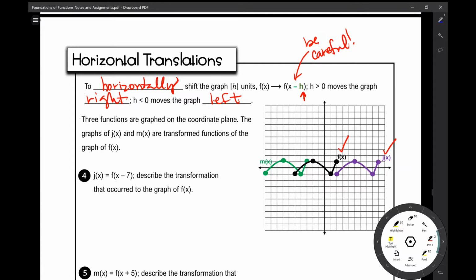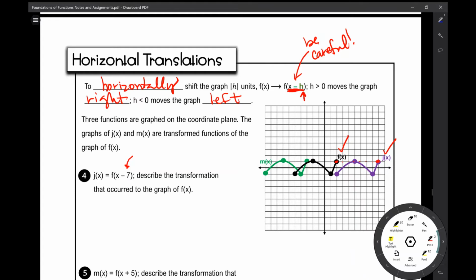So let's just pick a point. I'm going to pick this one right here. It moved 1, 2, 3, 4, 5, 6, 7 spaces to the right, or 7 units to the right. But when I see this, I automatically think it's moving to the left. It's not that way with horizontal transformations. You have to be really careful because your graph is affected by this up here, x minus h. So a good way to think about it is, what do you need to do to get back from j of x to your original function? You would have to move left 7 units, or minus 7 units. I mean, that's just a way to think about it.